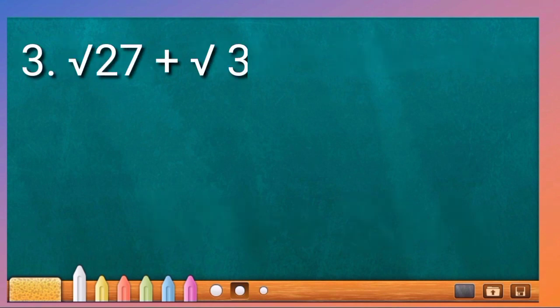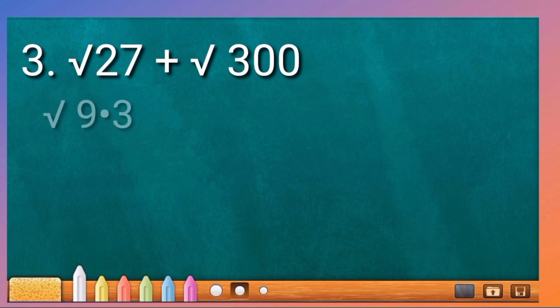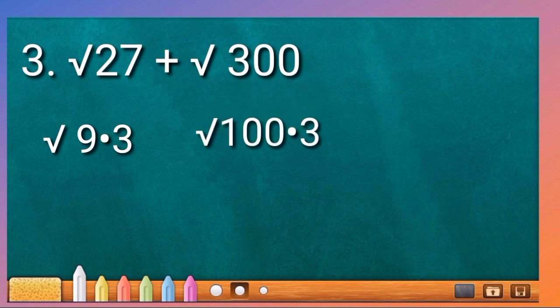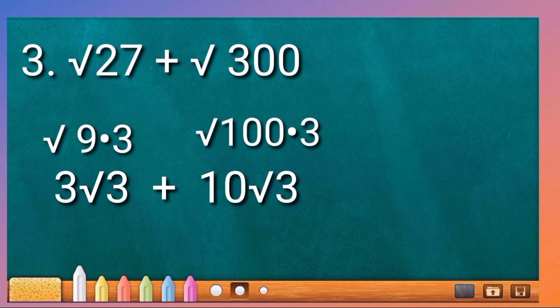How about if we have square root of 27 plus square root of 300? Can we add them? Let's try. So let's simplify first square root of 27 as square root of 9 times 3. And then square root of 300 as square root of 100 times 3. Then square root of 9 times 3 is the same as 3 square root of 3, and then 10 square root of 3. 3 plus 10 is 13 and then copy the radicands, square root of 3. So the sum is 13 square root of 3.